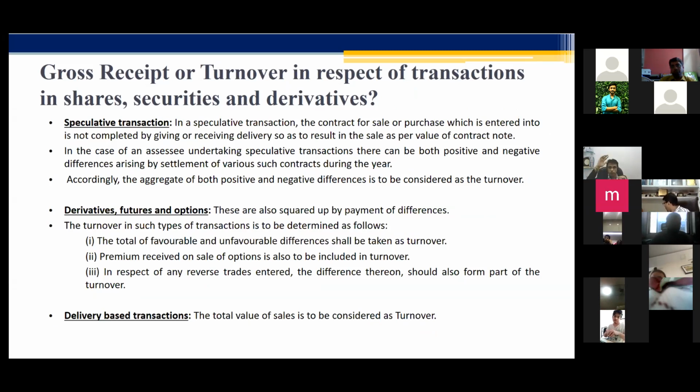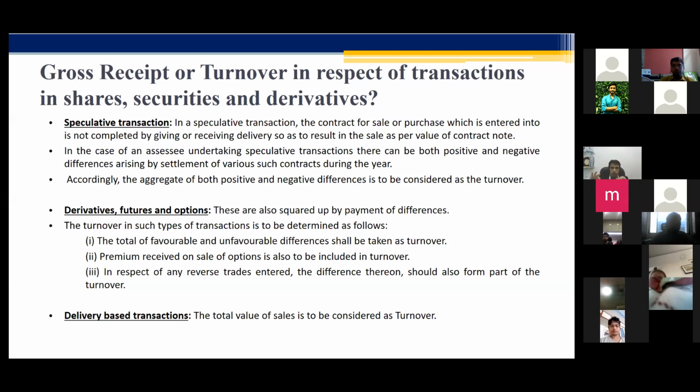So if I do such transactions over a year, there may be many such 10,000 profit transactions, many such 10,000 loss transactions. If I net it out, it may be a very small profit or loss at the end of the day. But for the purpose of calculating turnover, we will have to aggregate all such profits and losses. So aggregation of profits and losses means I have to ignore the minus figure. I have to consider the loss also as a part of turnover and profit also as part of turnover and add it together to arrive at the turnover.